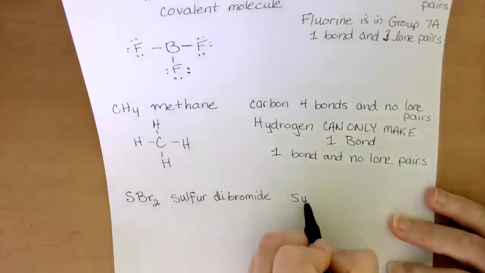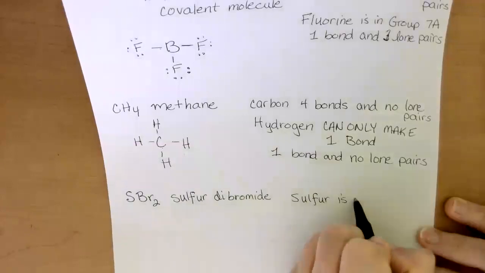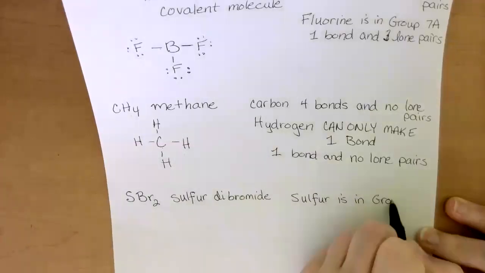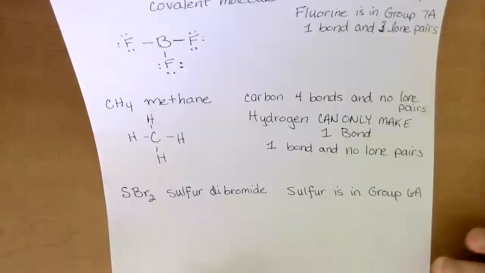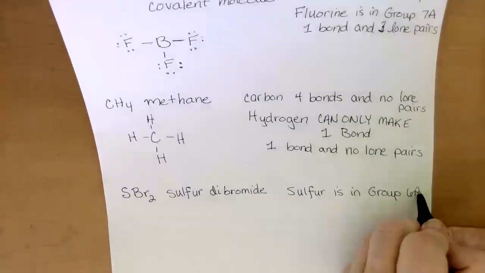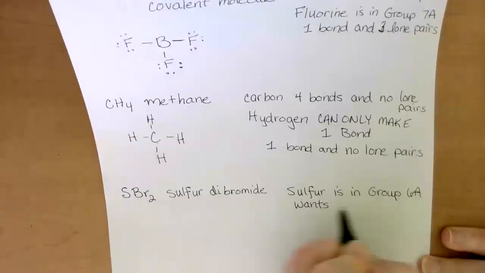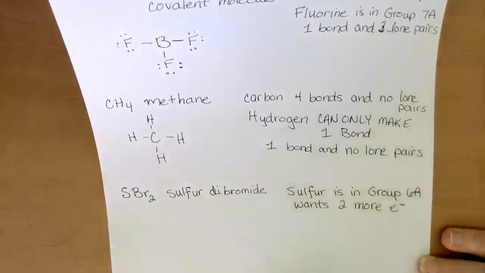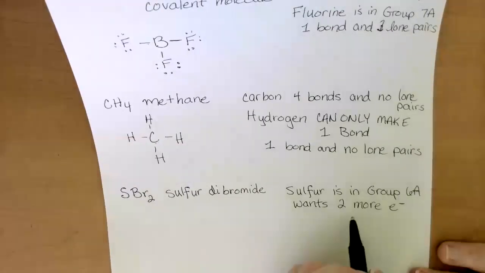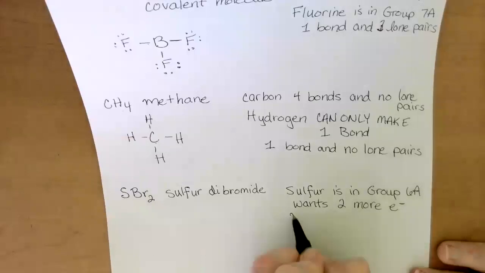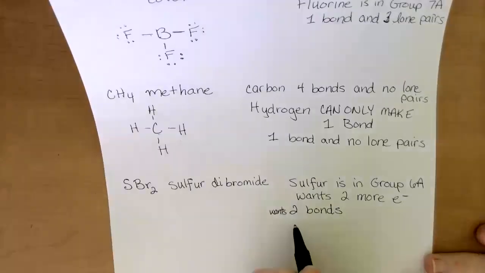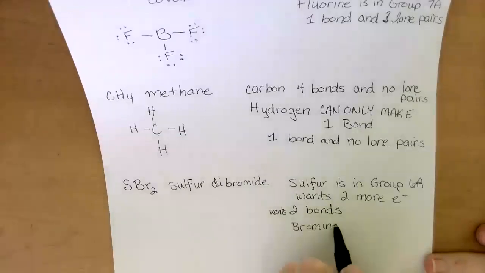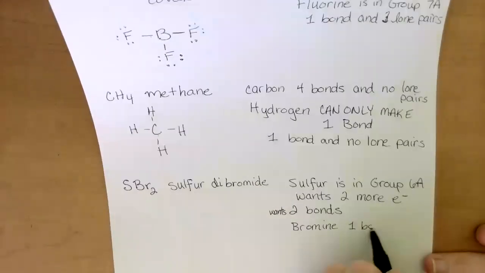Sulfur is like oxygen. Sulfur is in group 6A. That means that he wants 2 more electrons to be like the elements that are in group 8A. He wants 2 more electrons, so he's going to form 2 bonds. Bromine will have 1 bond and 3 lone pairs.